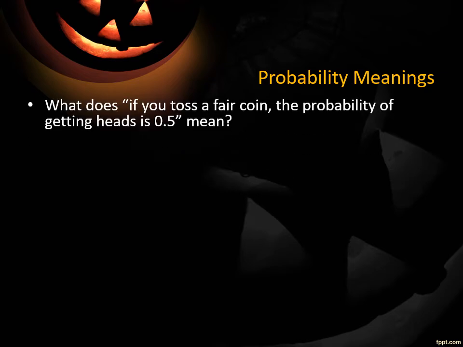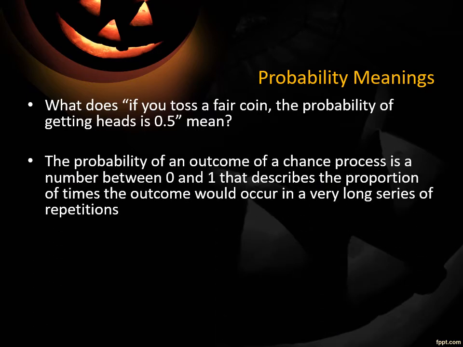So I told you on the last slide that if you toss a fair coin, the probability of getting heads is 0.5. What does that mean? Well, the probability of an outcome of a chance process is a number between 0 and 1 that describes the proportion of times the outcome would occur in a very long series of repetitions. If the outcome never happens, the probability is 0. If it happens every time, the probability is 1. But most probabilities are somewhere between 0 and 1.